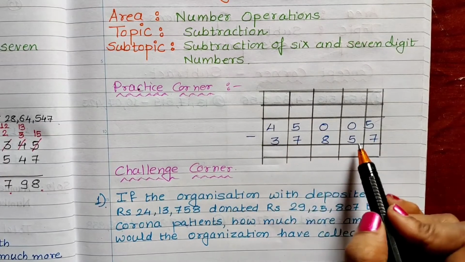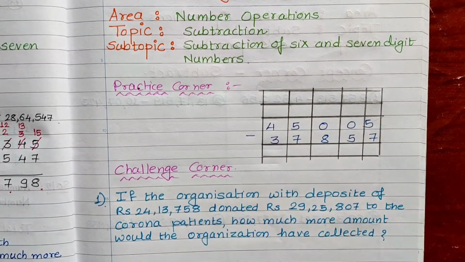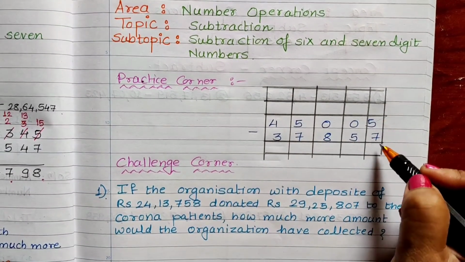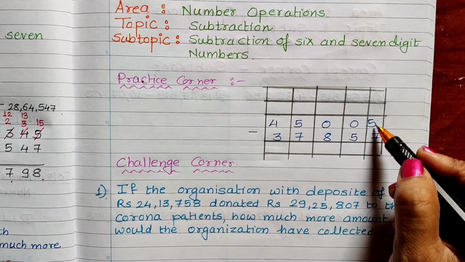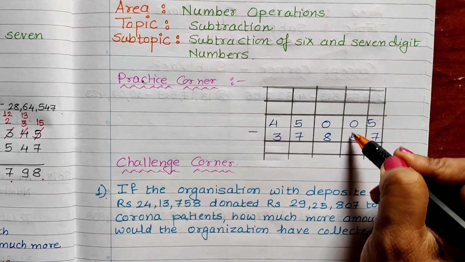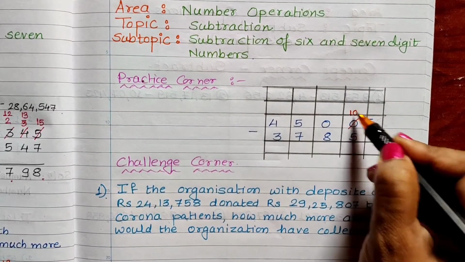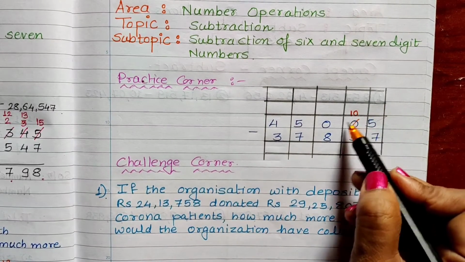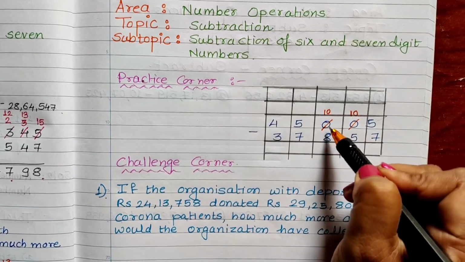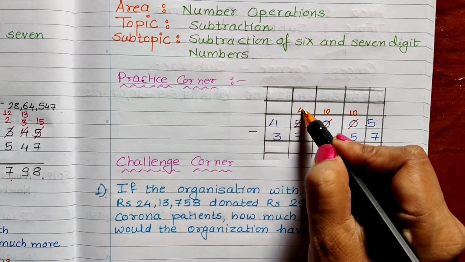45,005 and 37,857. This is the smaller number, this one is the bigger one. Now let us subtract the unit place digit first. 5 minus 7 cannot be done. 5 is smaller and 7 is bigger. So we have to borrow 1 from this 0. But this is 0, so we have to write 10. As 10 we have written, we have borrowed 1 from this 0. Again 10 we have to write. 10 we have written, so we have to borrow 1 from this 5, it becomes 4.